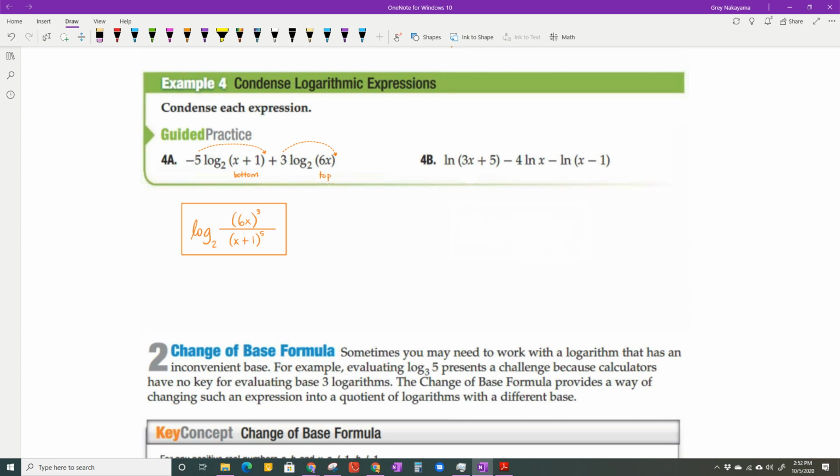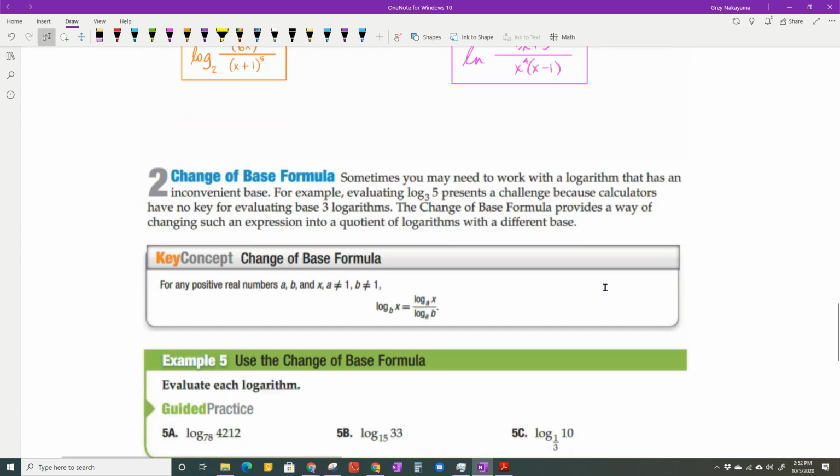So every time you look at expressions with multiple logs in them, let's look at 4b here: ln of 3x plus 5 minus 4 ln x minus ln x minus 1. I can go through all those fancy steps like I did backwards, or I can know this one's going to be on the top because it's positive. This one's going to be on the bottom because it's negative, and that one's going to be on the bottom because it's negative. And I have an exponent here that's going to become the exponent on the x. So single log, I'm bringing it back together. On the top is 3x plus 5. And on the bottom, I'm going to have x to the 4th times x minus 1. And that's all it has.